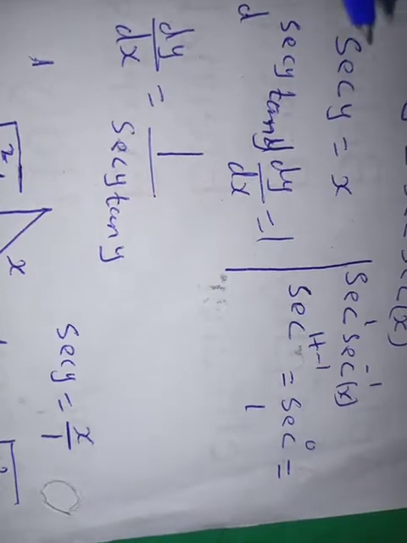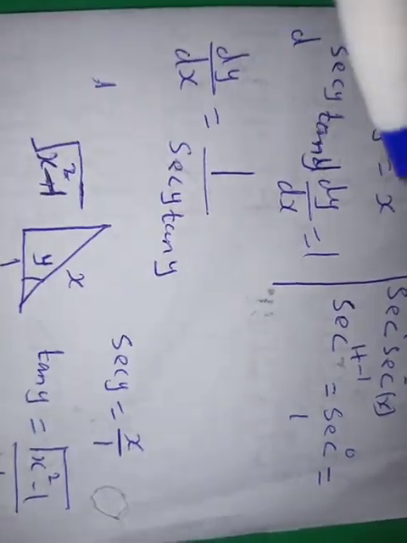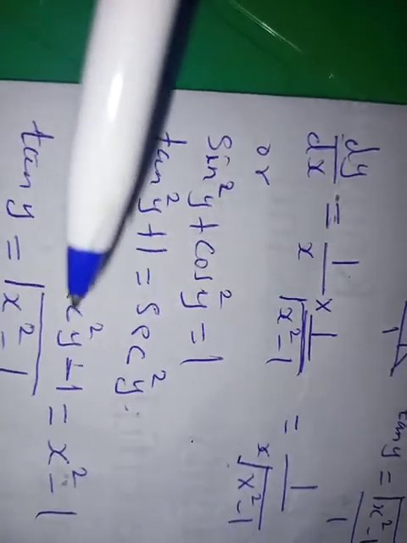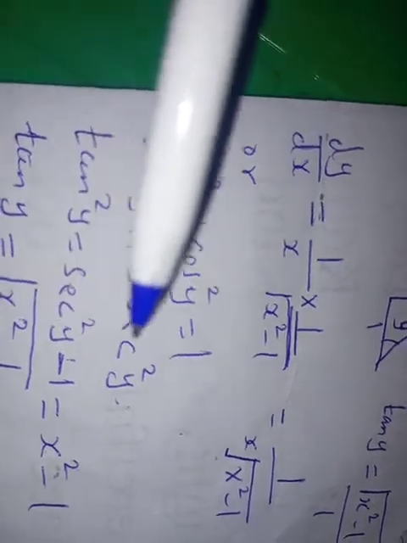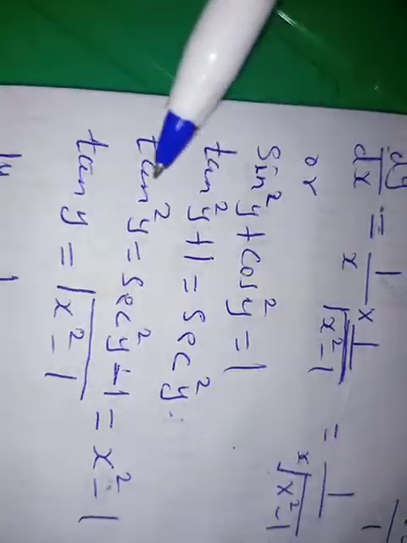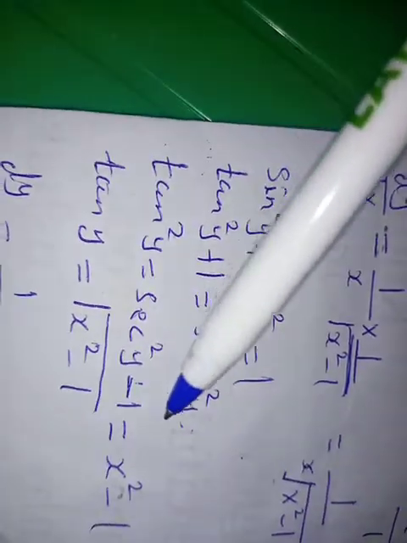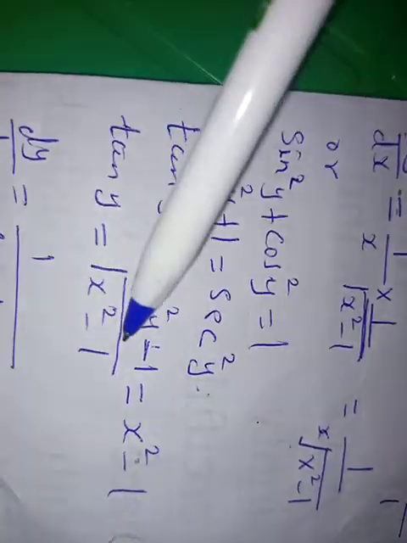Now we know from here that sec y is equal to x. So we substitute sec y with x. So x squared gives x squared minus 1. So we take the square root of both sides. The square root of tan squared y is tan y, and the square root of x squared minus 1 is equal to that.